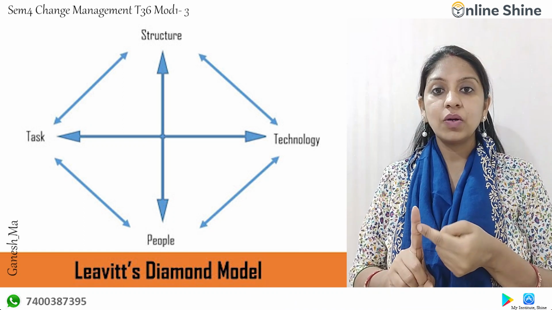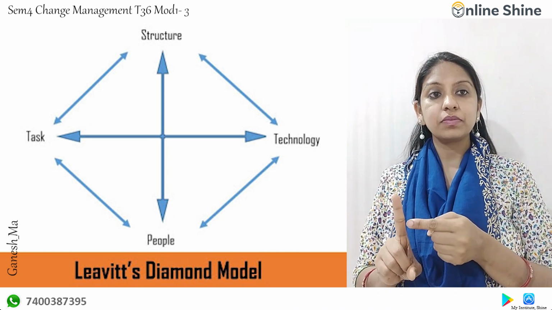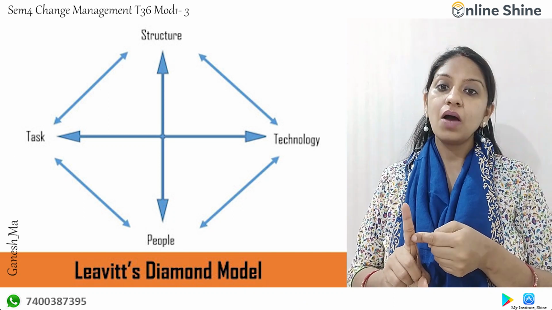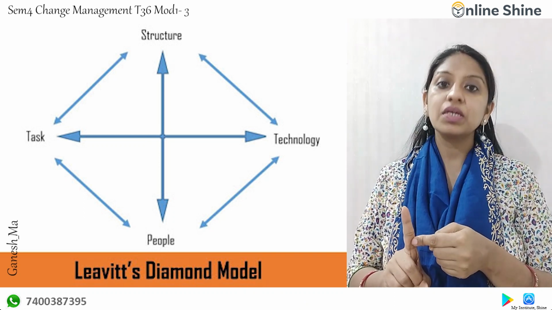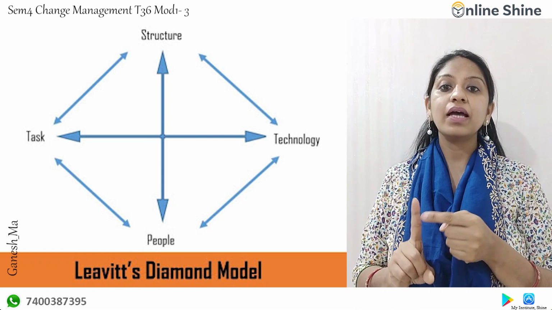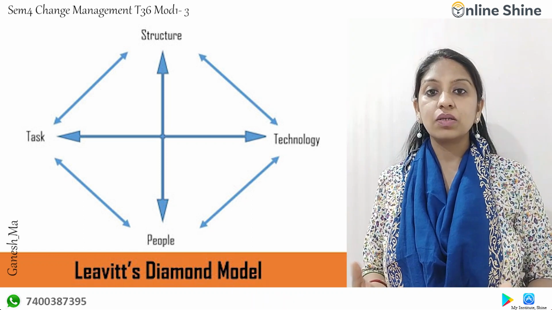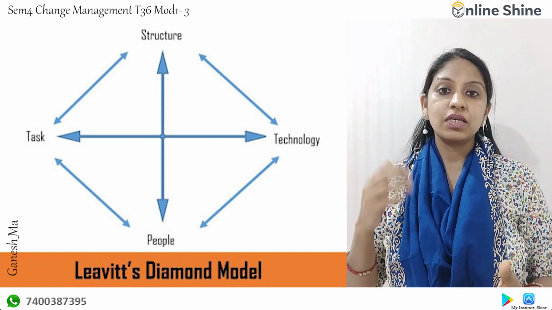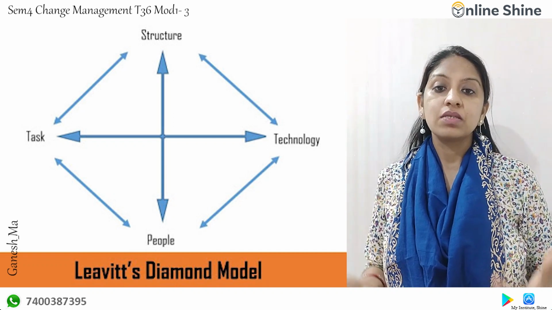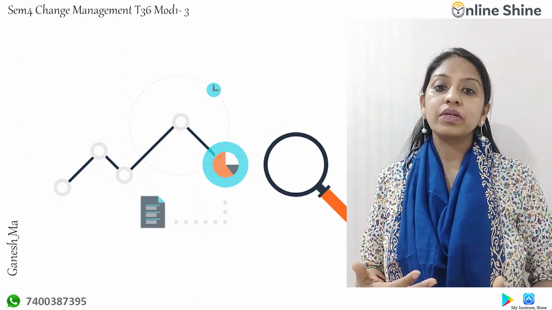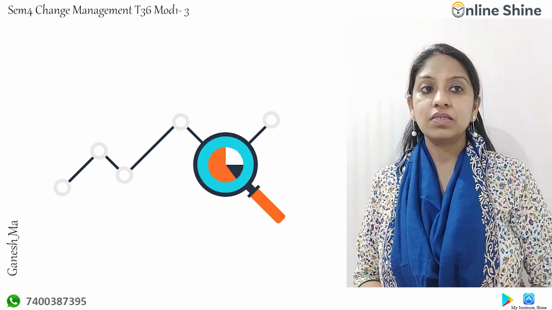People. Without people, what will the organization do? Structure. Without a structure, how will an organization proceed with its operation? And the 4th one is technology. Yes, without technology, an organization cannot process its operation. So yes, these 4 components every organization must have.